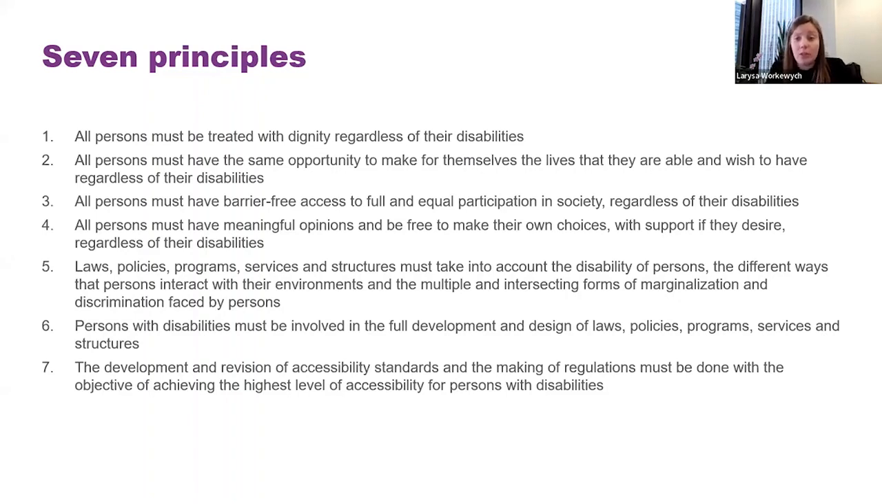But as you can see, these principles are consistent with the purposes that I've already discussed. There's the emphasis on being treated with dignity, having equal opportunities and barrier-free access, taking into account policies and services and structures and how that interacts with individuals who have disabilities and their accessibility, all with the aim of achieving a high level of accessibility for persons with disabilities. So I've spent a lot of time now talking about the aim of the legislation. So I'm going to turn to the particulars because I'm sure that's what most of you are more interested in.